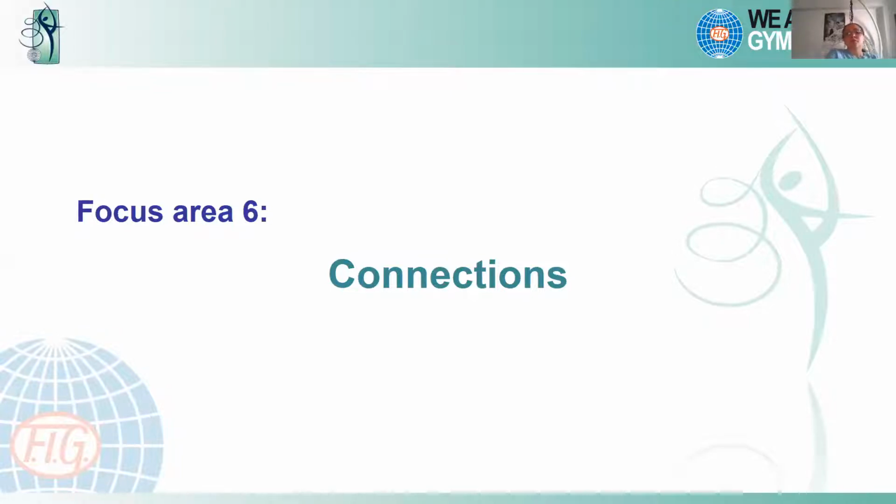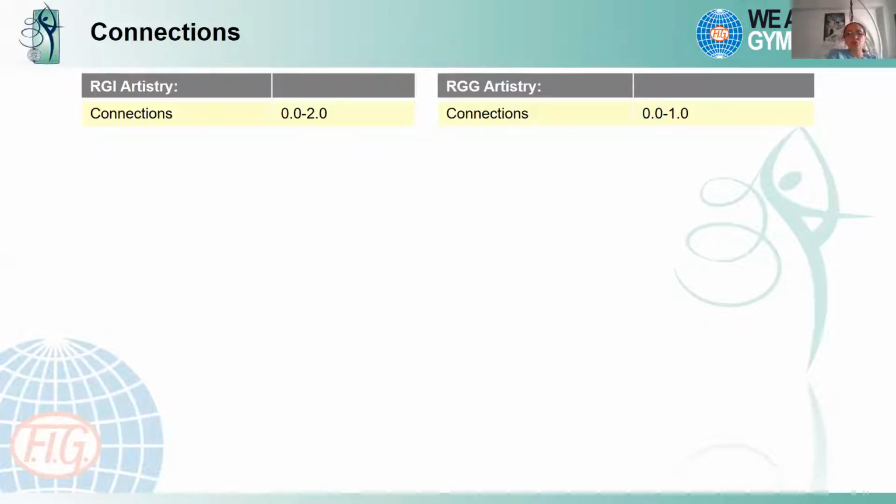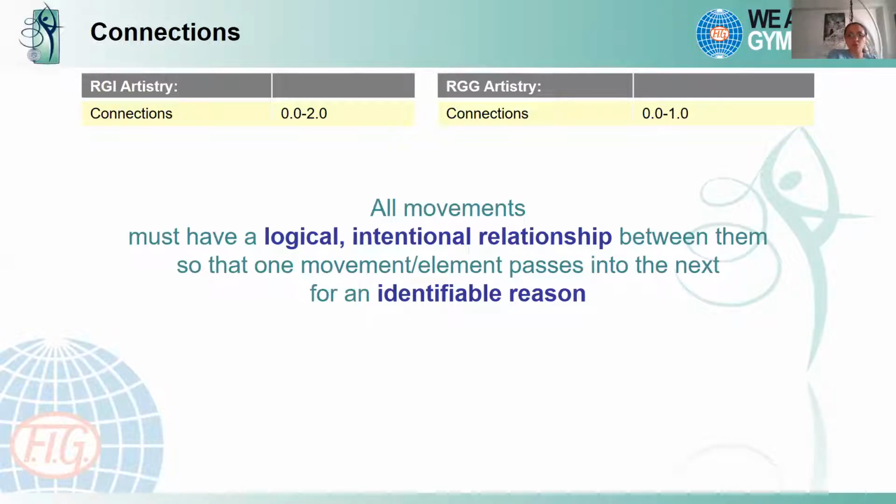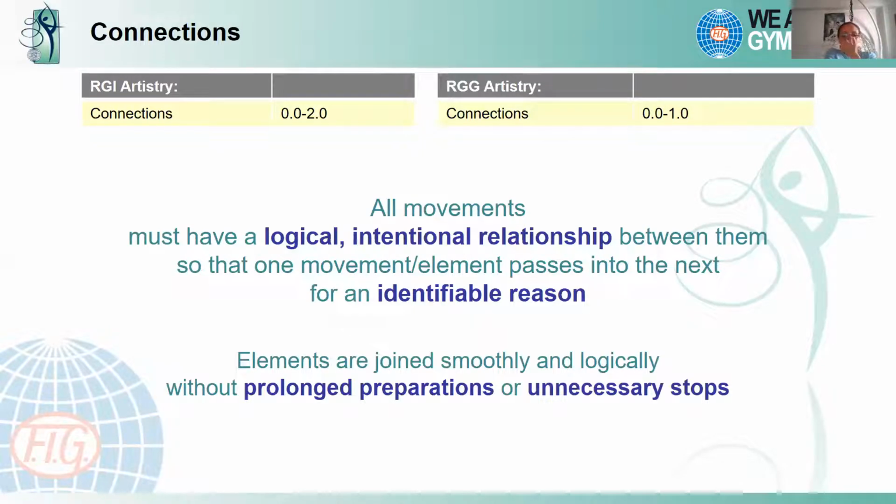So, connections. We have 2 points for individuals and 1 point for the groups. All movements must have a logical, intentional relationship between them so that one movement element passes into the next for an identifiable reason. Why they took this direction and then changed to that direction. Elements should be joined smoothly and logically without prolonged preparations or unnecessary stops. So all the prolonged preparations are connections also.